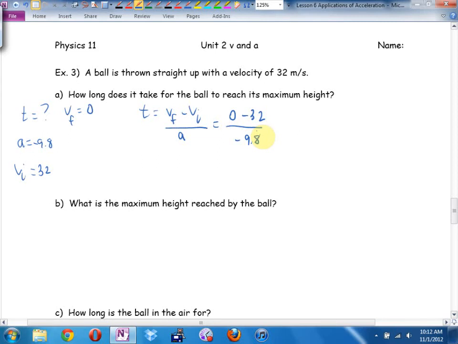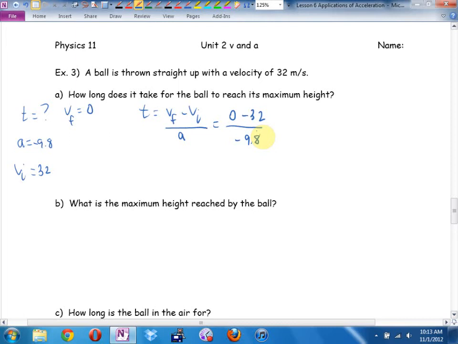Tanisha, time. Is time a scalar or a vector? Let me ask you again. You ready? Is time a scalar or a vector? Very good. I'm glad you picked up on that. So is time going to be negative or positive? Because it doesn't have direction. Time moves forwards. I'm expecting a positive answer.